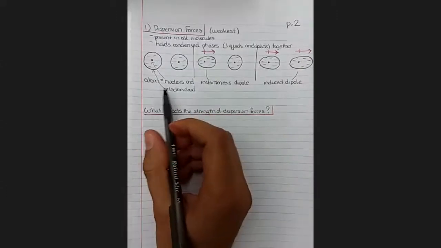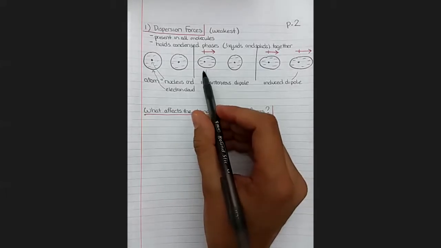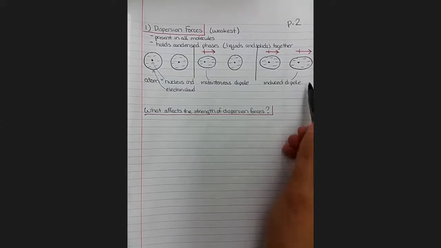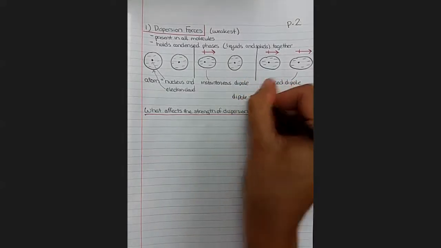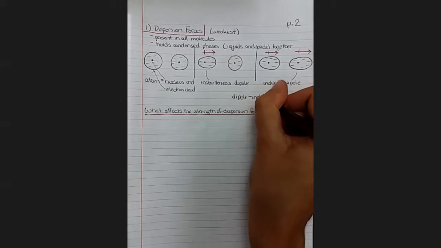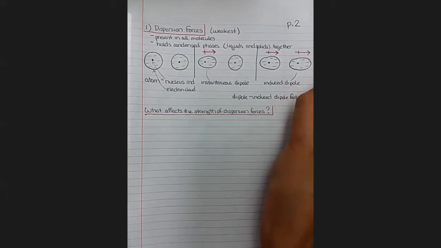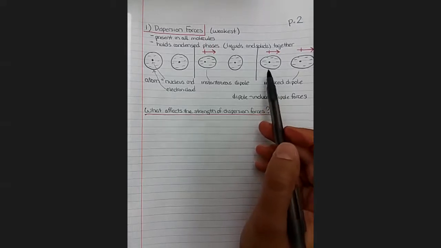So we start out with no dipoles. For just an instant, we have an instantaneous dipole, and that instantaneous dipole induces a dipole in one next to it. And that's why another name for dispersion forces is dipole-induced dipole forces, because of how it forms. And so this can happen to any atom in any molecule that exists.